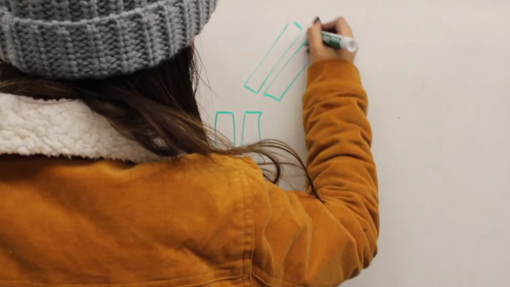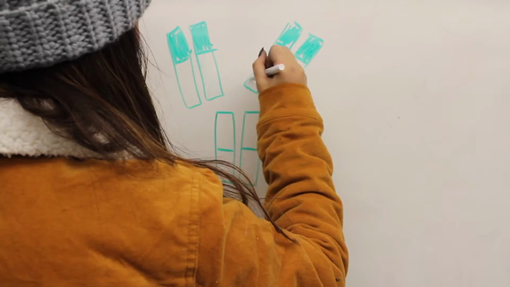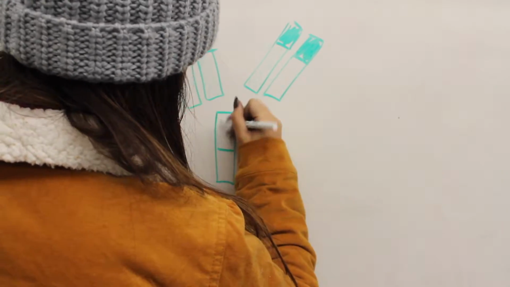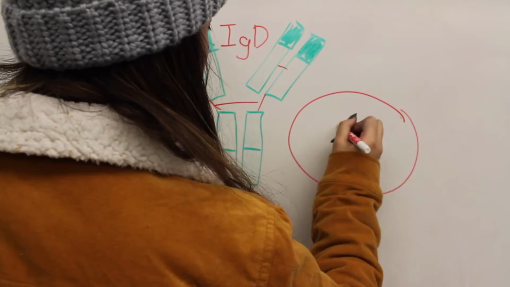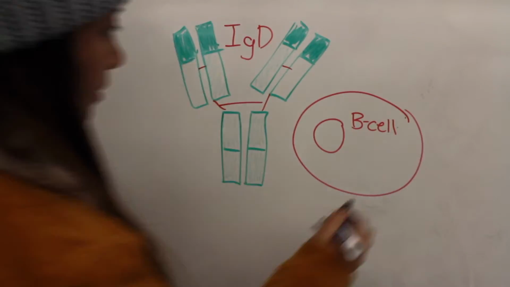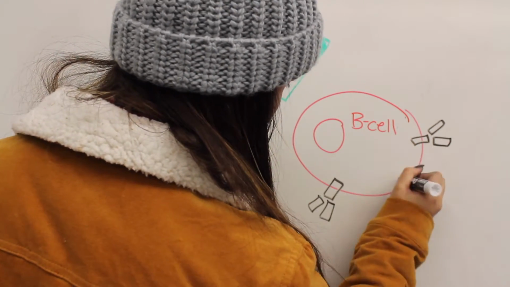IgD. It has 2 binding sites. It's found on the surface of B lymphocytes with IgM. It makes up less than 1% of blood serum. They are only visible when invaders attack the immune system. Therefore, a healthy person secretes less IgD antibodies.